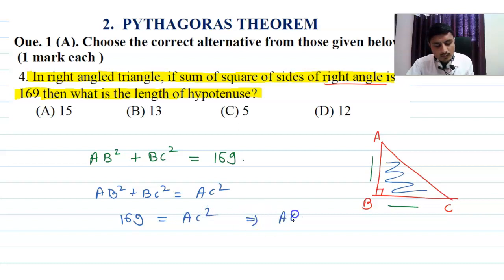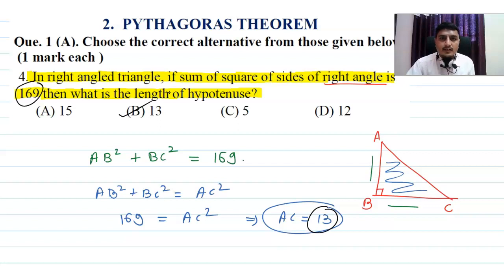After all, taking square root on both sides, we are getting the value of AC is 13. So that the square sum of remaining two sides we have given 169. So the hypotenuse we have here is 13. So we have correct choice code is B as 13.